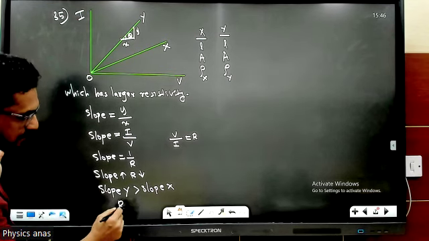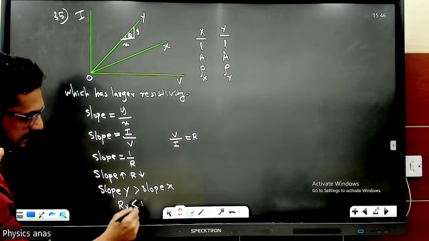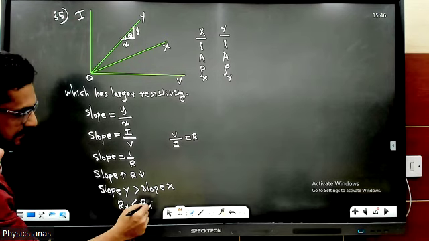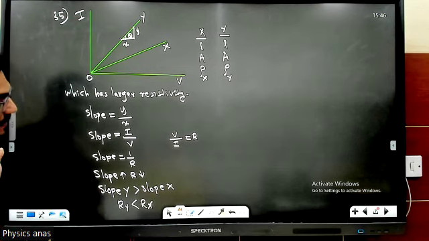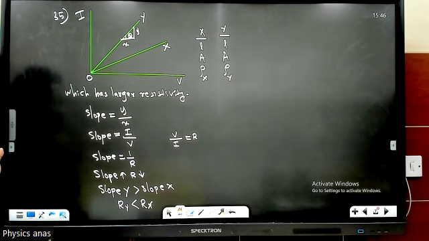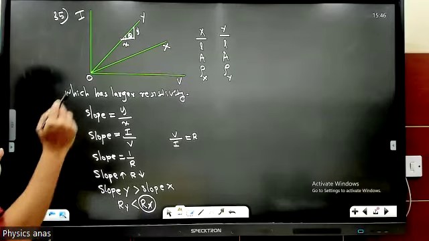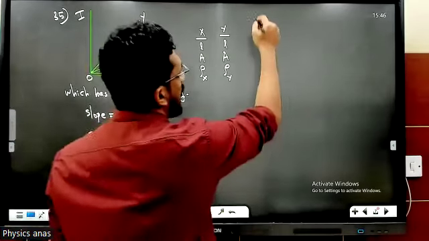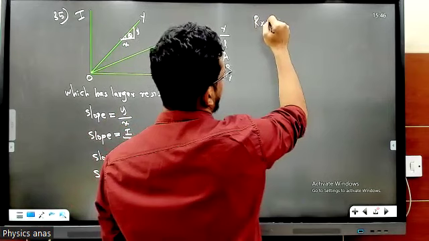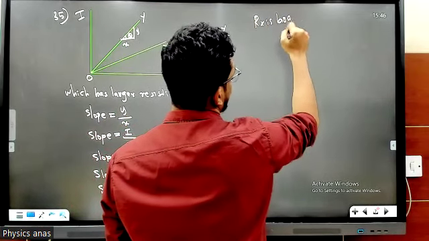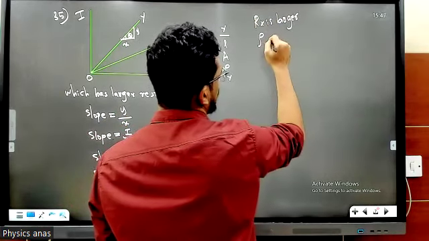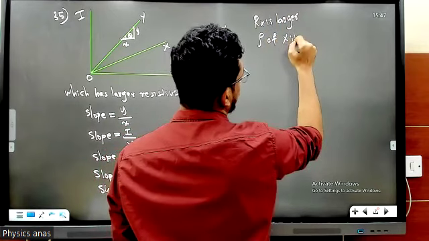Resistance of Y will be less than resistance of X, which has larger resistivity. Yes, which will have larger resistivity. Resistance of X is larger. Rx is larger. So the resistivity of X is larger.